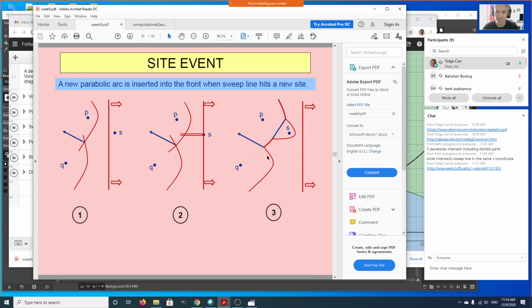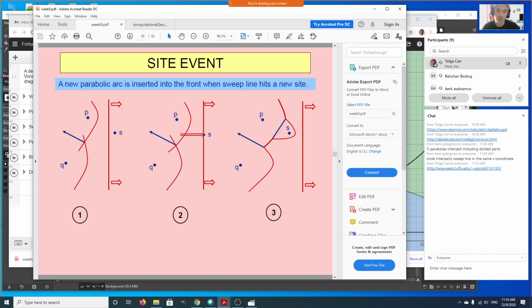Site events, circle events. In a site event, a parabola appears in the middle of a parabola. There's also some other observation in the book. A parabola is going to appear in the beachfront only due to a site event. As we move downwards or as we move right, a previous parabola cannot break through existing parabolas. So parabolas are only going to be introduced into the beach line due to site events.